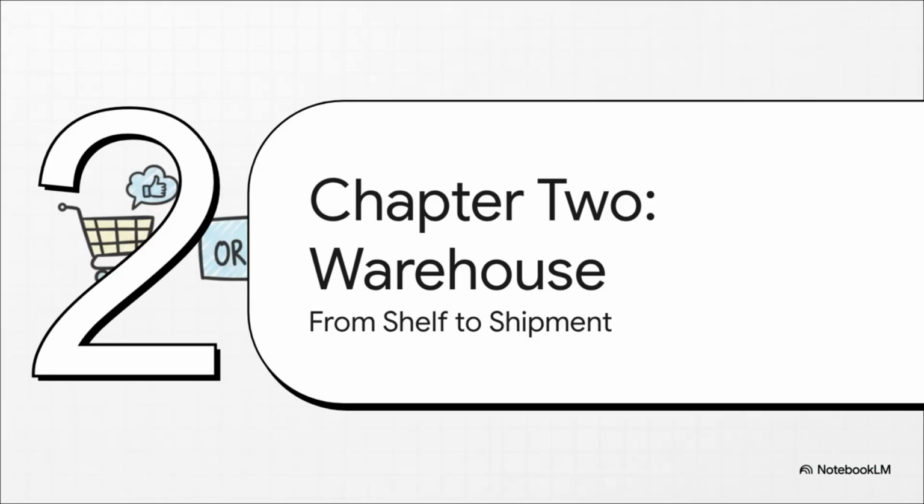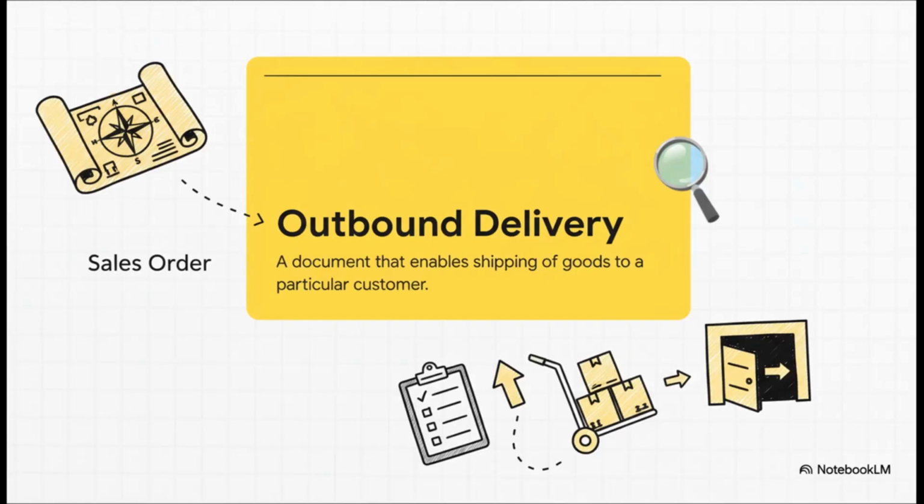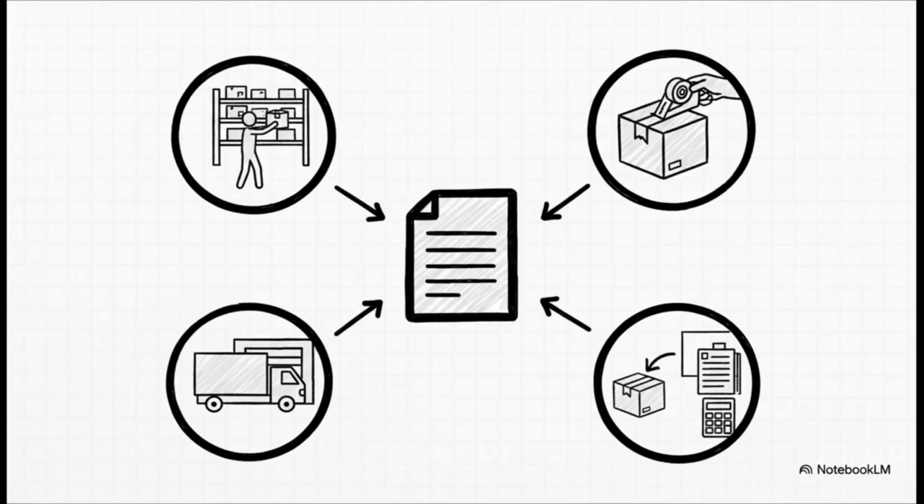Okay, map in hand, our order is now off to the warehouse. This is where the digital request starts to become a physical reality. It's all about action now, finding the item on a shelf, packing it up nice and safe, and getting it onto a truck. The hero document of this chapter is the outbound delivery. So if the sales order was the map, think of the outbound delivery as the official mission plan for the warehouse team. It organizes every single step required to get that product out the door and on its way to you.